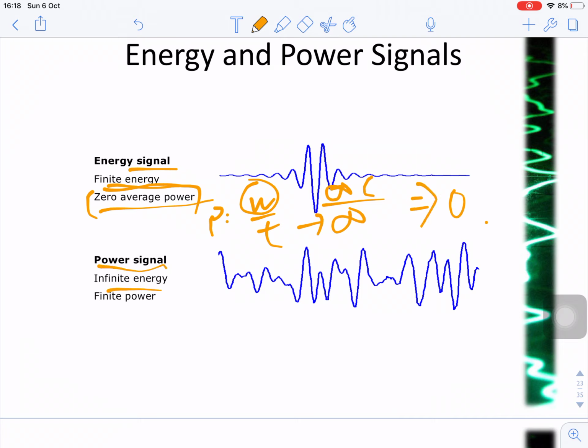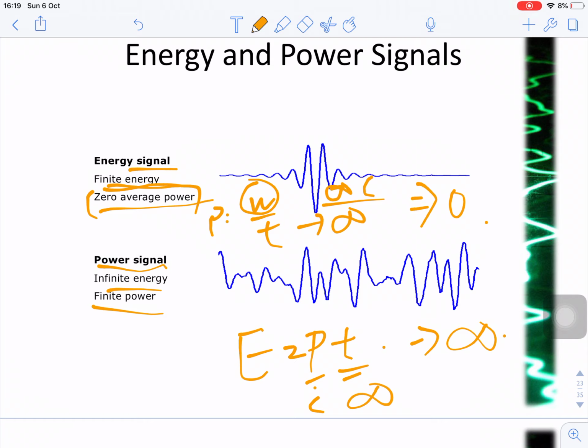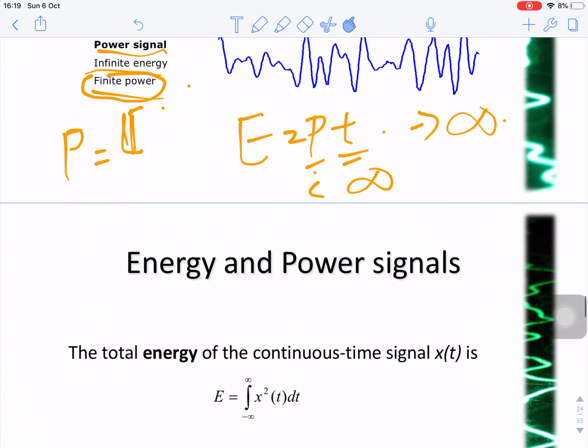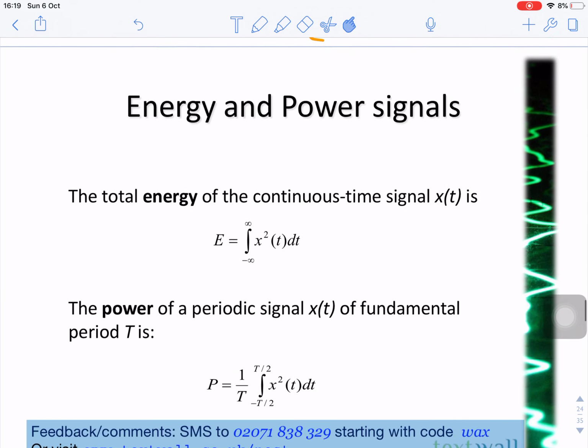And the power signal is going to have infinite energy, because E equals PT. P is a constant and T is infinity, so it's going to be infinite energy. The finite power means P equals to E. The reason it is finite power is that nothing can have infinite power, because it is the law of nature.